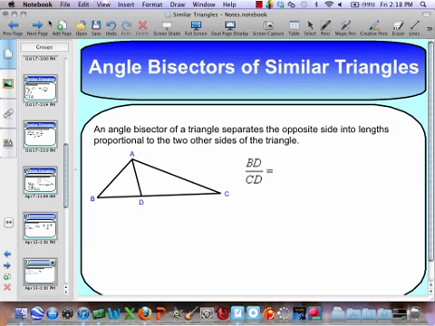Alright, so that's what that concept's saying. If I have an angle bisector in a single triangle, it creates two very good similar triangles. Earlier we said that the ratio of sides of AD basically makes the sides proportional.